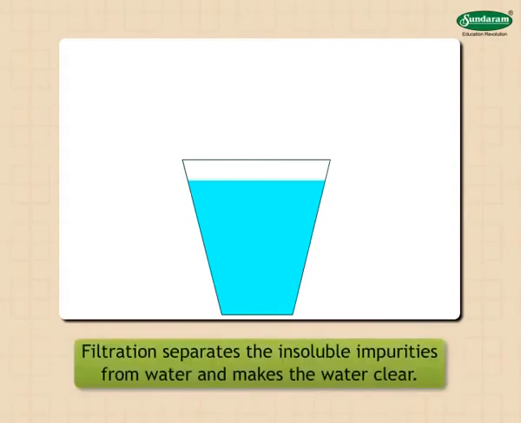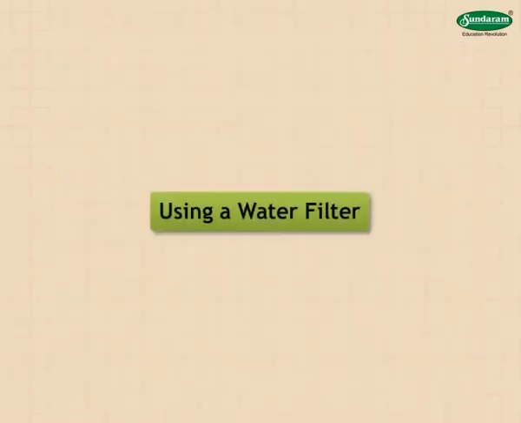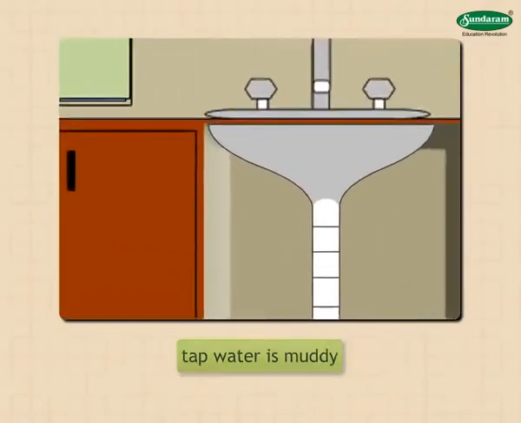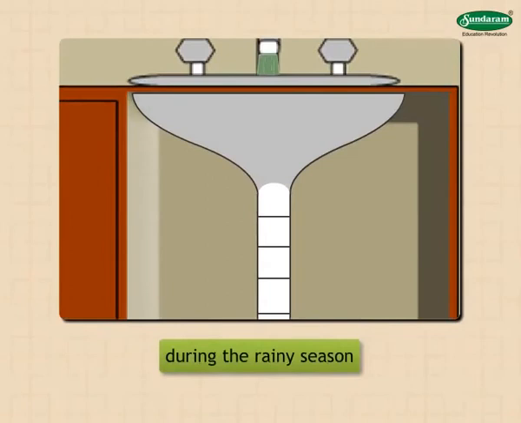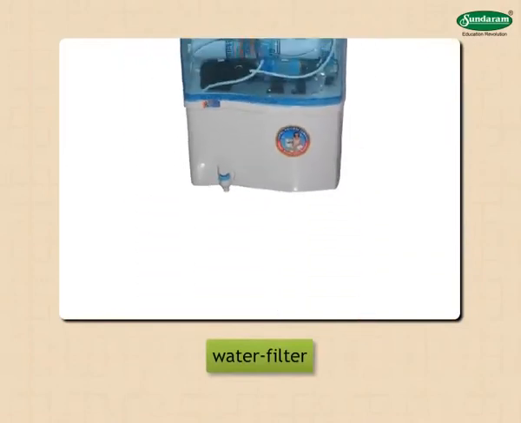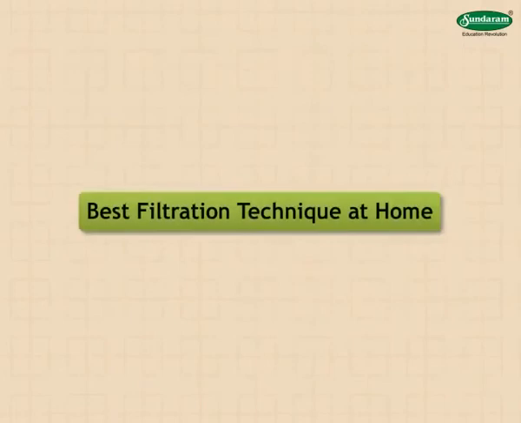Filtration separates the insoluble impurities from water and makes the water clear. Using a water filter. Often we find that tap water is muddy, especially during the rainy season. It has to be made potable, that is, fit for drinking. Devices such as the water filter are used for this purpose in some places. Best filtration techniques at home.